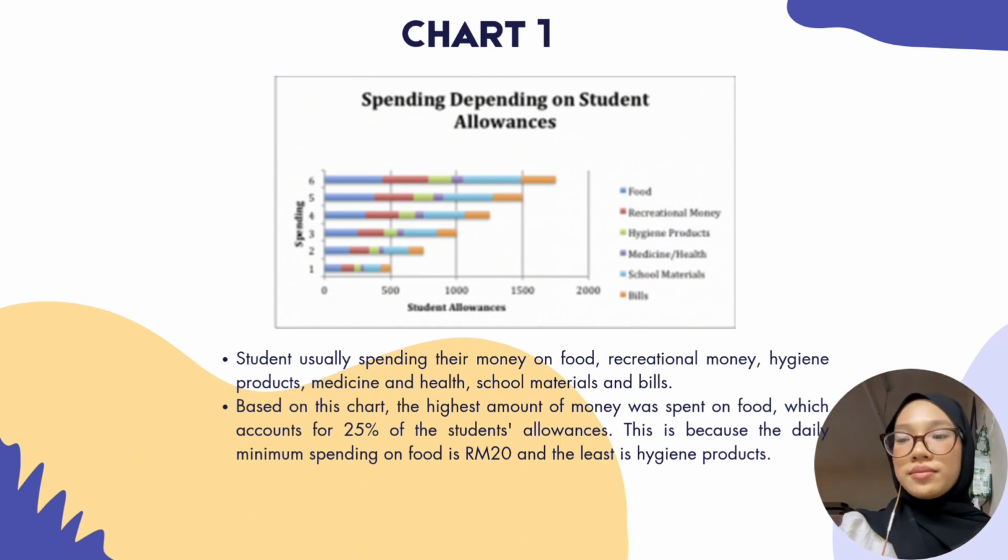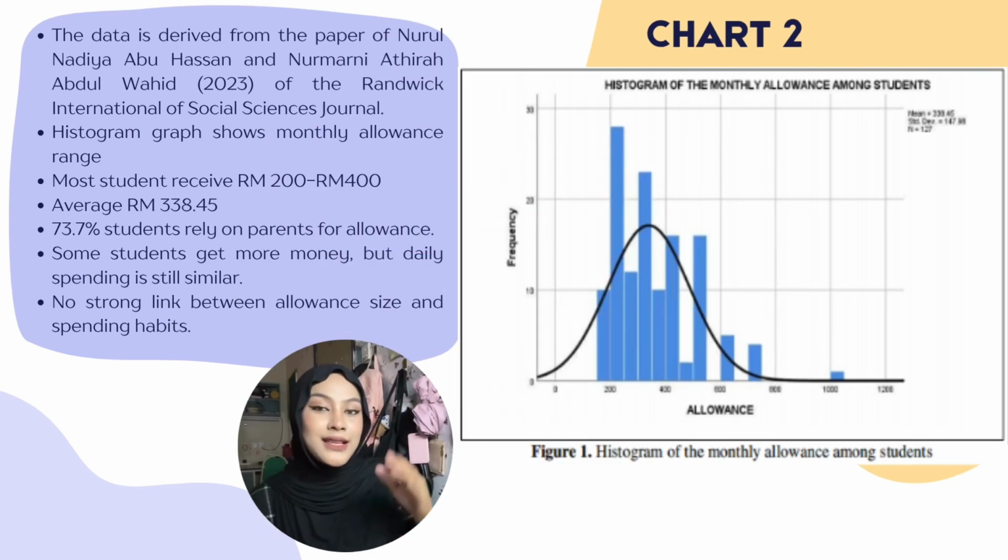Okay, now let's take a look at the second chart, which is a histogram showing how much allowance students receive for each month. So, most of the students fall in the range of 200 ringgit to 400 ringgit, and 200 ringgit is the most common amount received. The average allowance is about 338 ringgit and 45 cents.